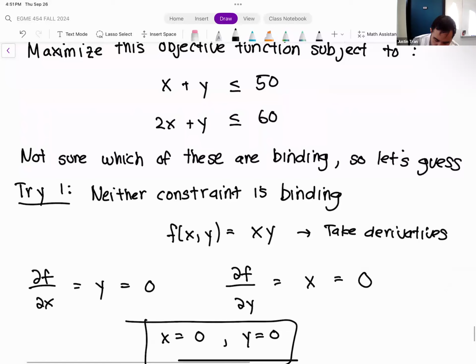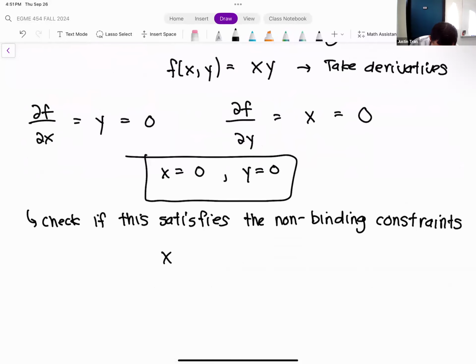Our first constraint is x plus y has to be less than or equal to 50. We're going to plug in our optimal values for x and y. The optimal values here are 0. You have 0 plus 0, which is just 0, and 0 is indeed less than 50. So this constraint is satisfied.